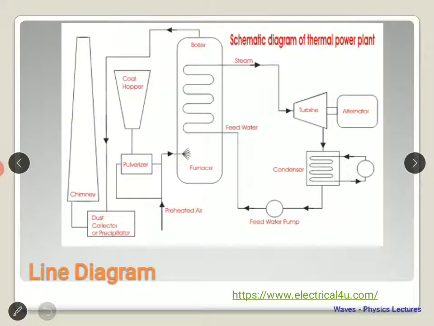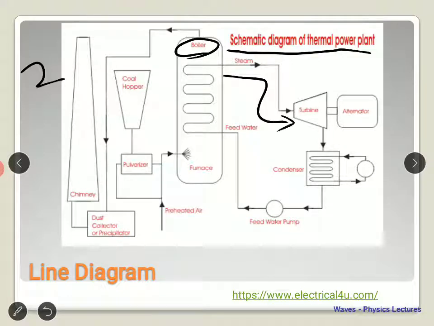So this is the line diagram and the schematic diagram of a thermal power plant, also very important from an examination point of view. Probably I can give you 2 marks for this, right? So that's important. Let's start from the boiler here. We have the steam which is produced in the boiler, and it flows in this direction to the turbine. We have the blades inside the turbine which is connected to the alternator, and we are getting the power.